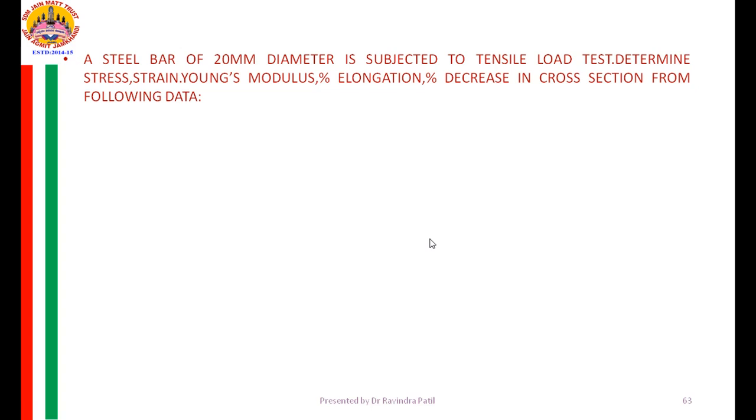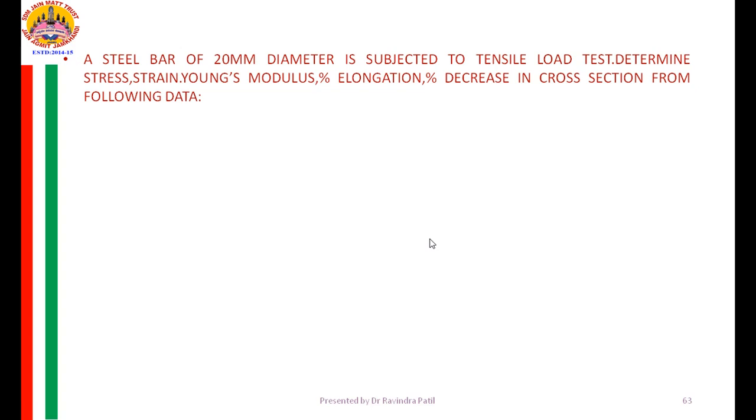Strain is nothing but the change in length divided by original length. For Young's modulus, the stress and the strain should be known to you; hence you can get the value of Young's modulus. Percentage elongation is the final length minus initial length, divided by initial length, multiplied by 100. That is total elongation divided by original length multiplied by 100.